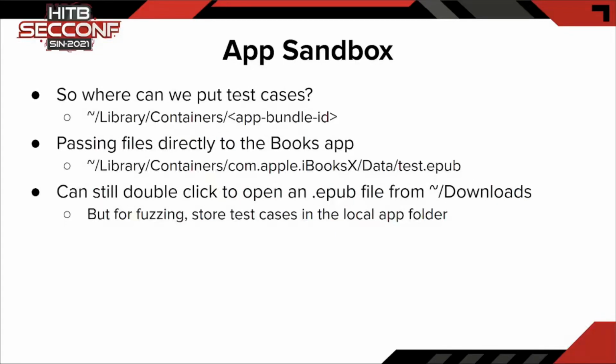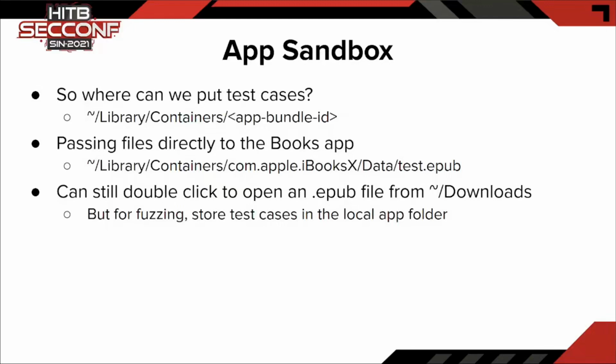There are different container app bundle directories for a lot of different apps on Mac, and you can browse that directory and see the different ones. For example, for the Books app, you have com.apple.iBooksX and the Data directory, which also has a temp directory inside of that. Of course, you can still double-click an EPUB from wherever and open it in iBooks. But if you're going to be fuzzing from the command line, you just need to be aware of where to put it so the sandbox doesn't block it.